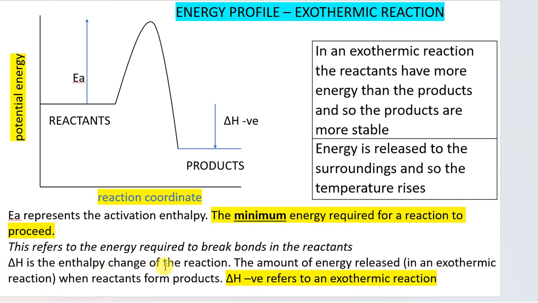Delta H, the enthalpy change of the reaction, the amount of energy released in an exothermic reaction when reactants form products. And delta H negative refers to an exothermic reaction, negative because the particles themselves have released energy.